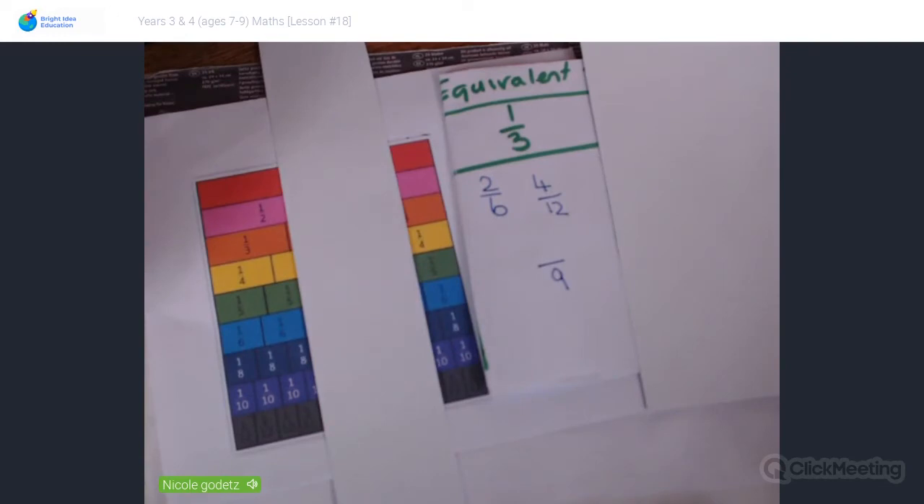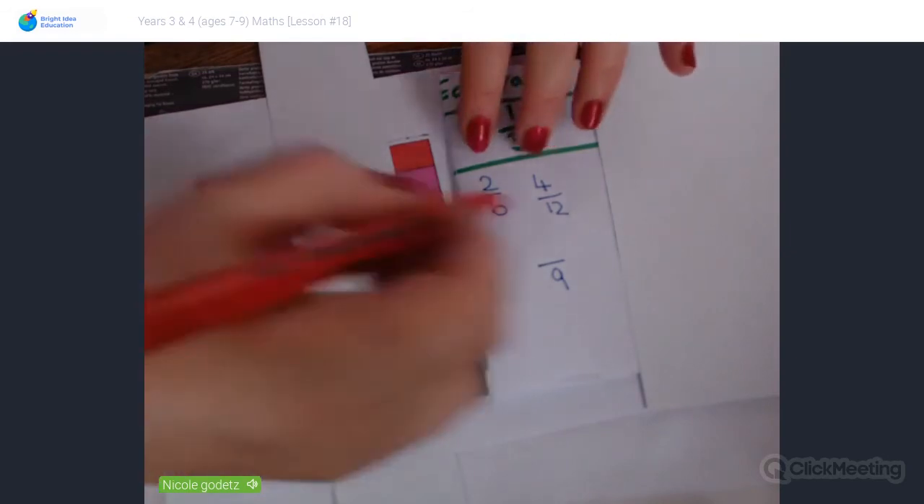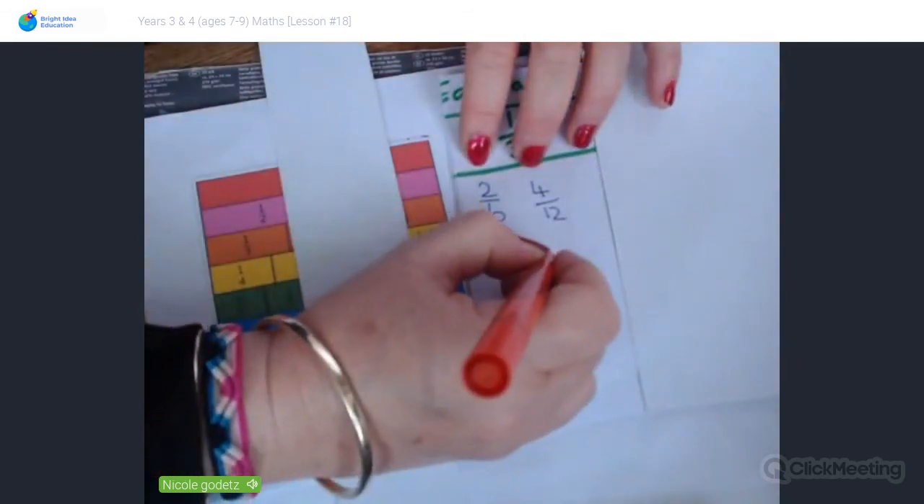How many ninths? Now it's maths, exactly. How many ninths are equivalent to 1/3? Remember, it's got to be the ratio, 3 times as big. So divide 9 by 3 and you get 3.